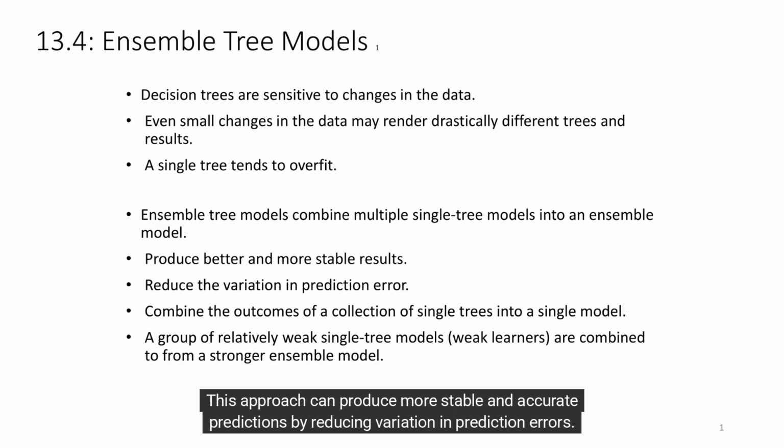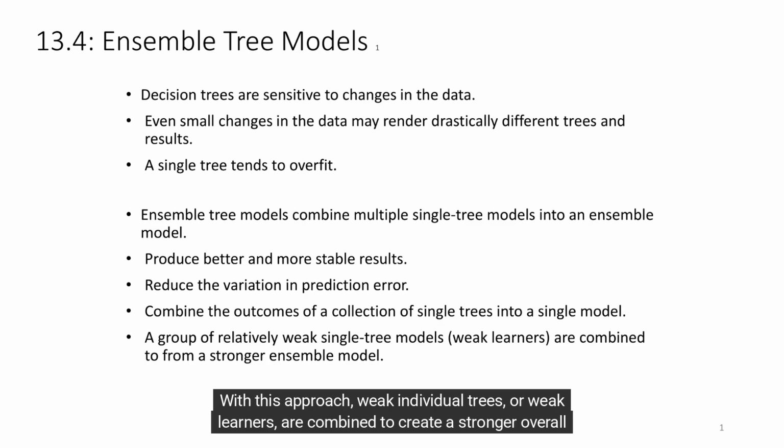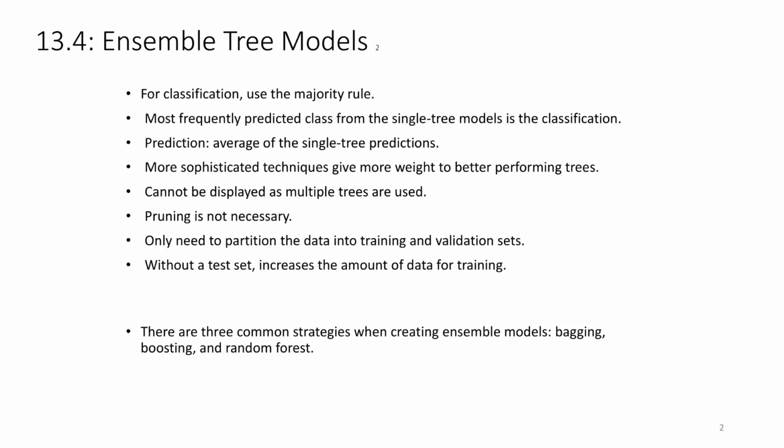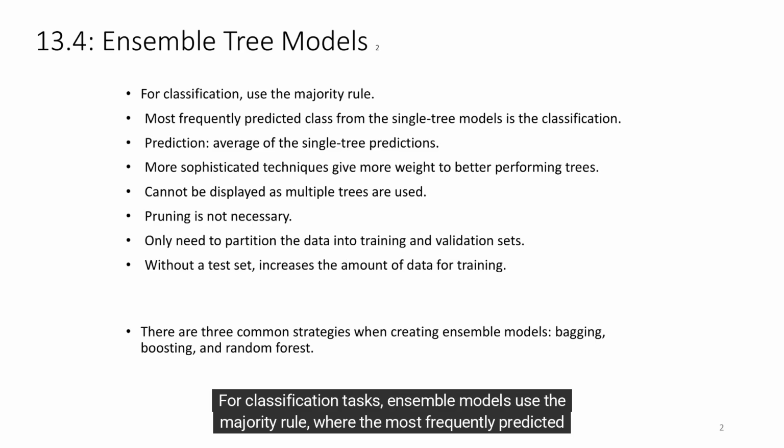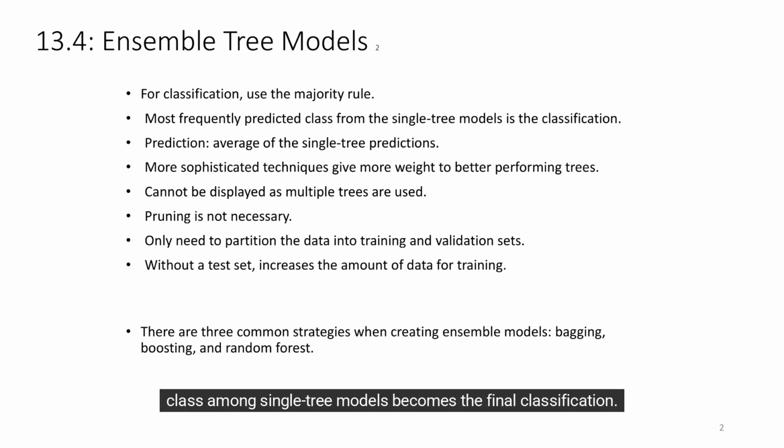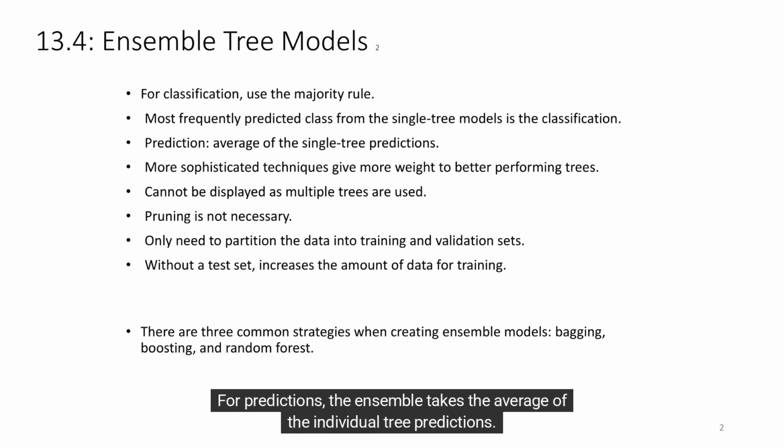This approach can produce more stable and accurate predictions by reducing variation in prediction errors. With this approach, weak individual trees or weak learners are combined to create a stronger overall model. For classification tasks, ensemble models use the majority rule, where the most frequently predicted class among single tree models becomes the final classification. For predictions, the ensemble takes the average of the individual tree predictions.